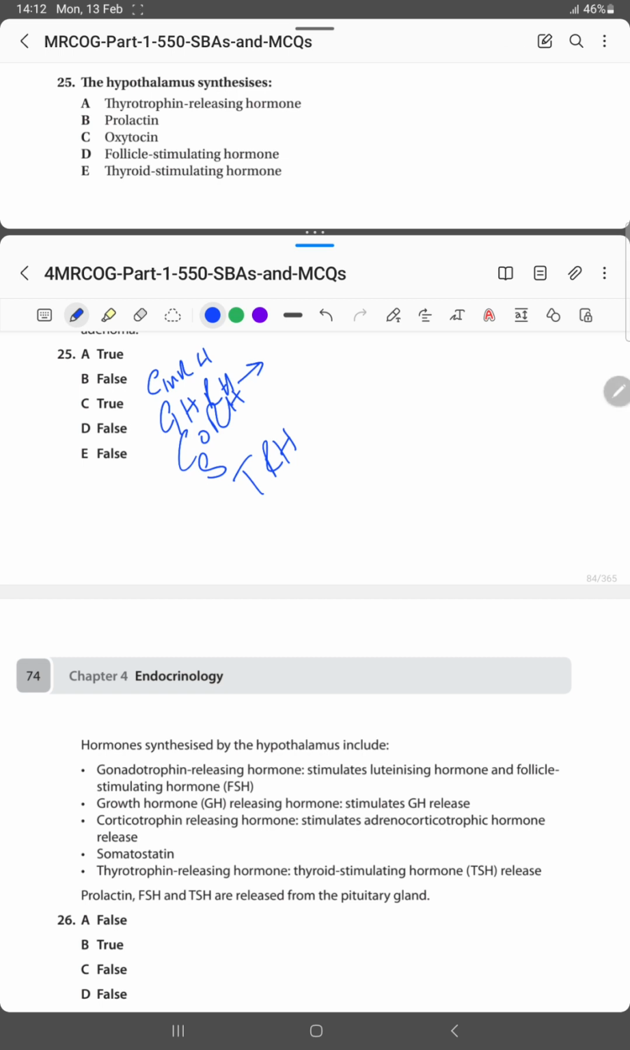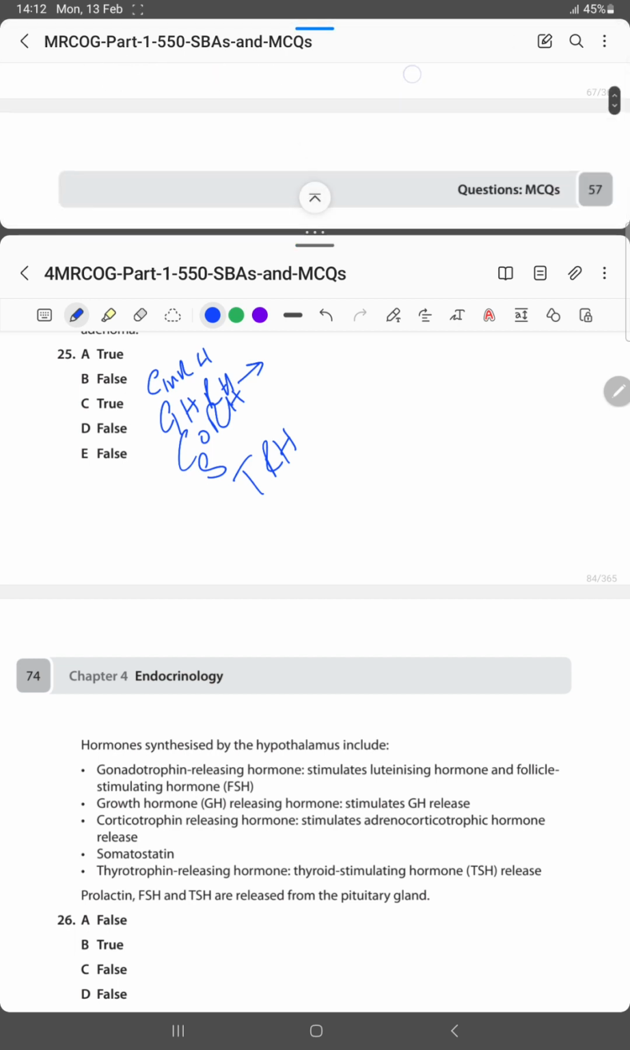Now let's see our options. Option A is the synthesis of thyrotrophin releasing hormone. Yes, that is true. Prolactin, no, that is false. And then oxytocin, yes, that is true. Then follicle stimulating hormone, that is false. And thyroid stimulating hormone, that is false. Prolactin, follicle stimulating hormone, and thyroid stimulating hormone are from the anterior pituitary gland, not the hypothalamus.